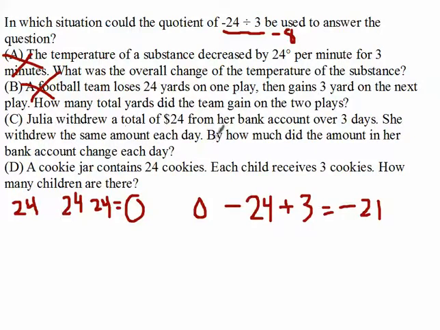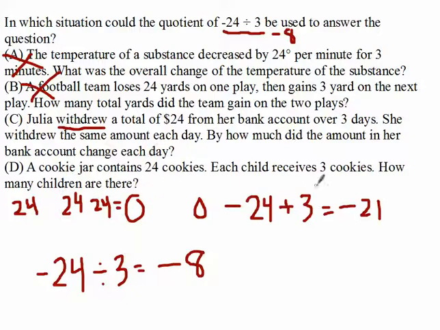For C, withdrew a total of 24. Withdrew is often shown as a negative number, so withdrew -24 from her bank account over 3 days. She withdrew the same amount each day. So we're really making groupings per the day, which is a -8. And let's make sure that D doesn't work.